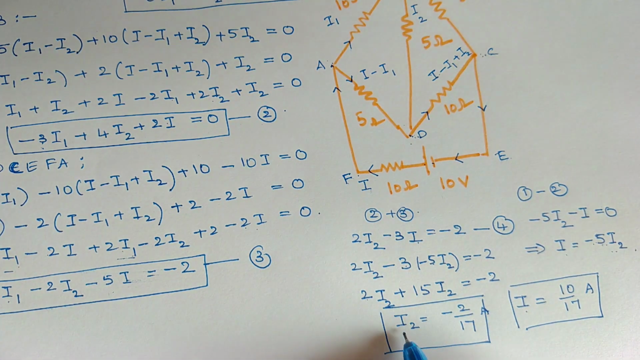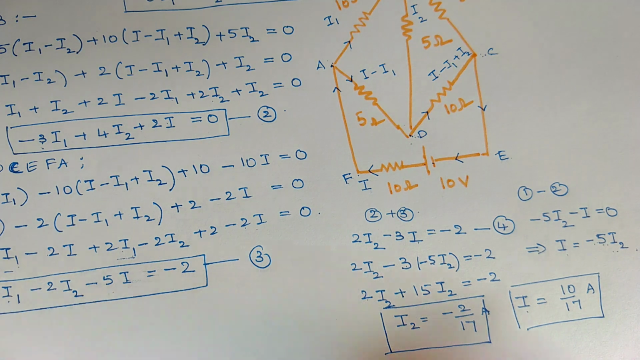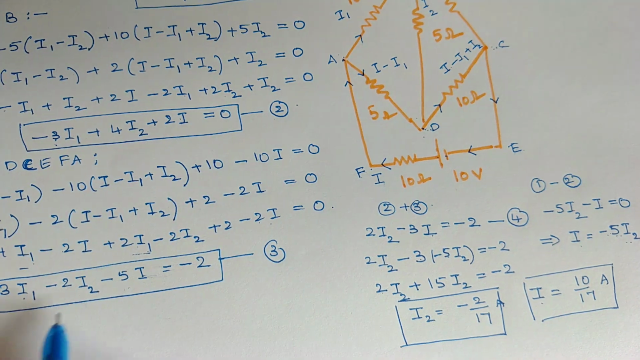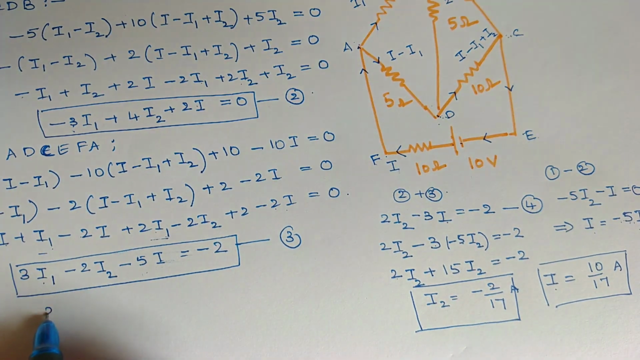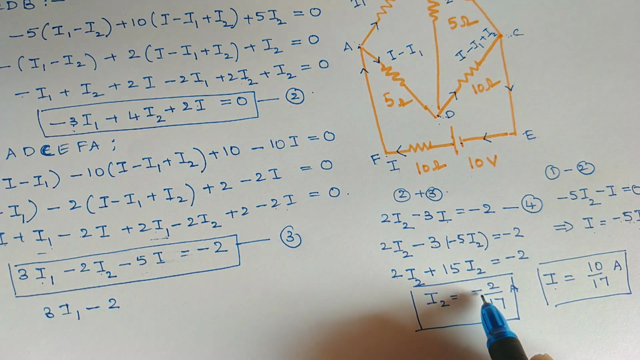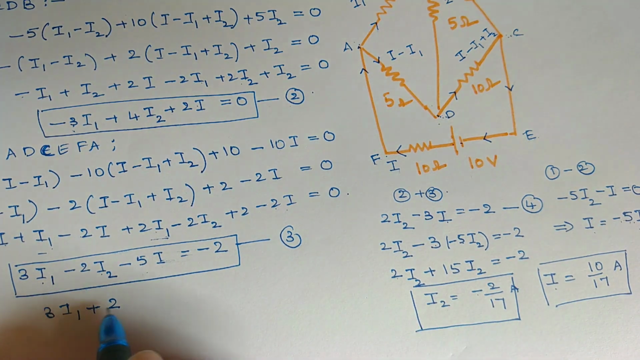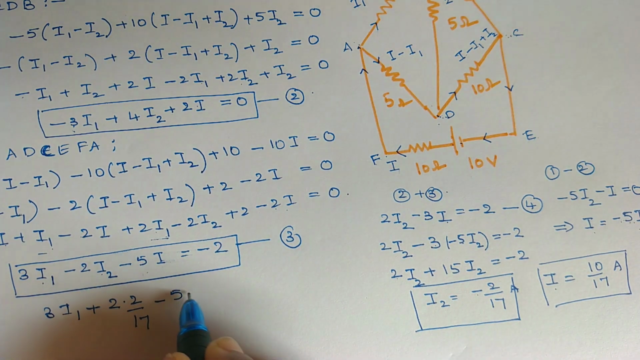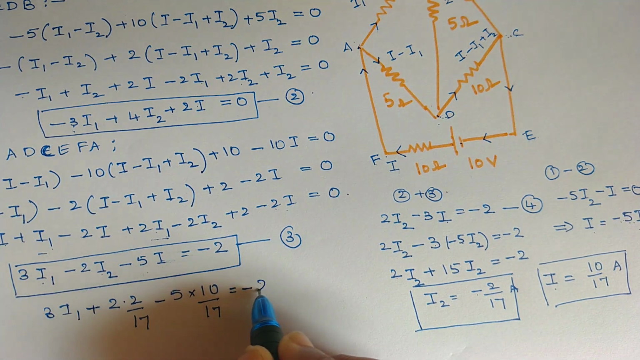And if you know I and I2, you can easily find the value of I1. Put these two values in any one of the relations. You can select any one. I will select this, 3I1. So 3I1 minus 2 into, in the place of I2 we have got minus 2 by 17. So this will become plus 2 by 17 minus 5 into 10 by 17 should be minus 2.